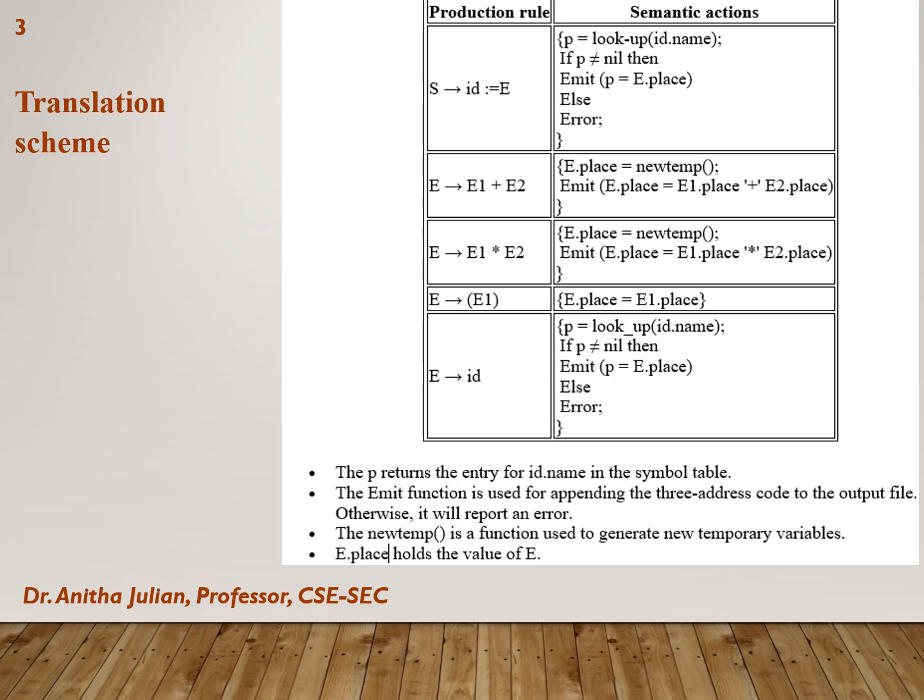And we can see that P returns the entry for ID name in the symbol table. So we are using the variable. And then the emit function is used for appending the 3 address code to the output file. Otherwise it will report an error. And new temp is a function to generate a new temporary variable. And E dot place holds the value of E.